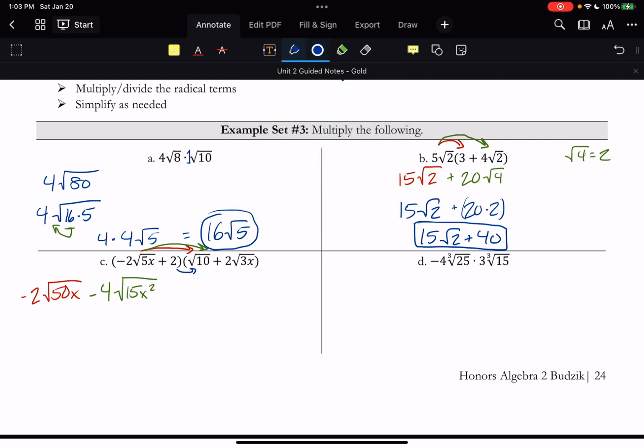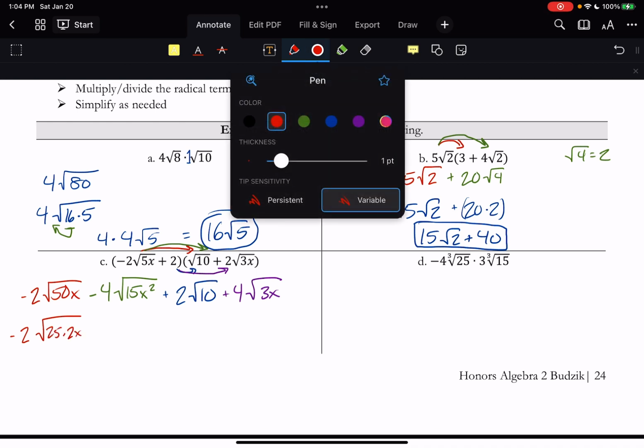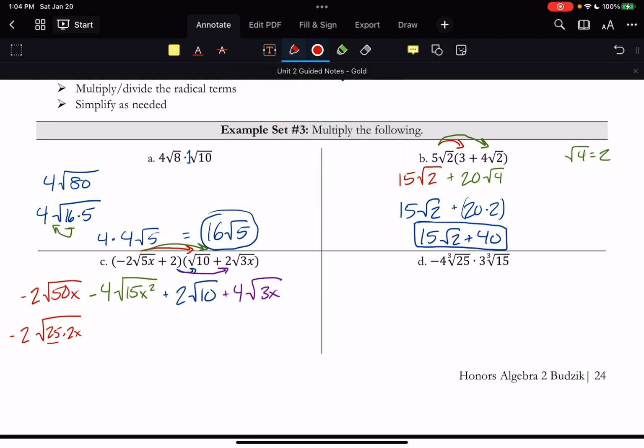My inner 2 times the square root of 10, those can't be combined, so it's just multiplied, 2 radical 10. And then my final 2 times the square root of 3x is going to get me 4 times the square root of 3x when I multiply that. Now looking at all these, I need to ask, can I simplify individually? So if I look at my first one, the square root of 50x, 50 is 25 times 2. So I know that I can move that 25 out. So I have negative 2 times 5, which is negative 10, times the square root of 2x.